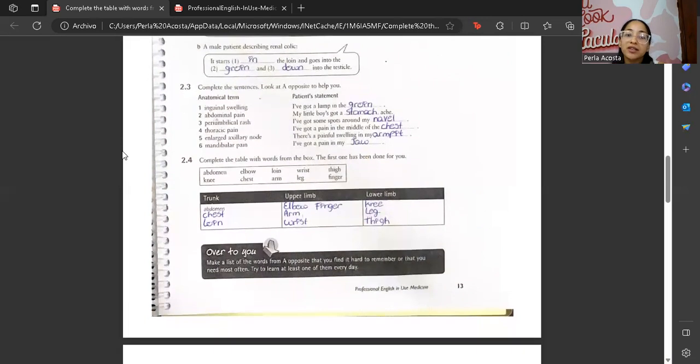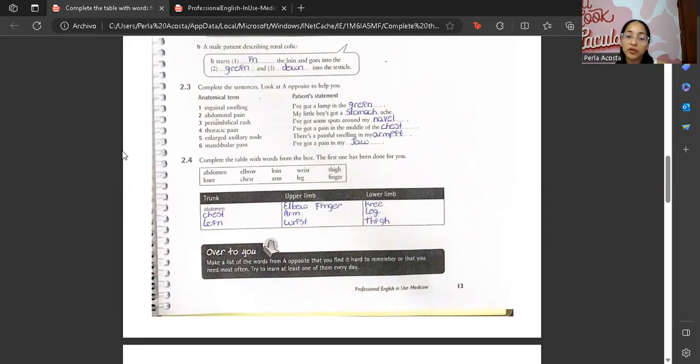Okay, 2.4 is complete the table with words from the box. The first one has been done for you. Okay. In the trunk, we have the abdomen, the chest, and the loin. In the upper limb, we have the elbow, arm, wrist, and fingers. And in the lower limb, we have the knee, leg, and side. Okay, over to you.